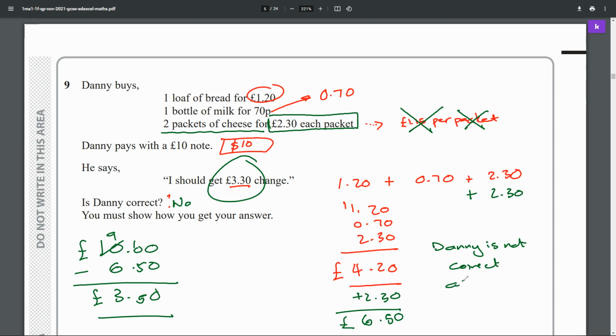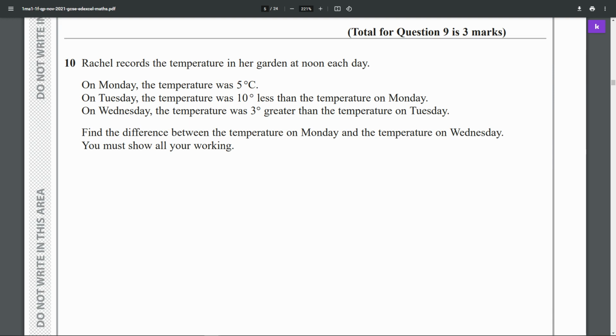As the change should have been £3.50 and not £3.30 for that question. Press pause, try this question. When you're done, press play.